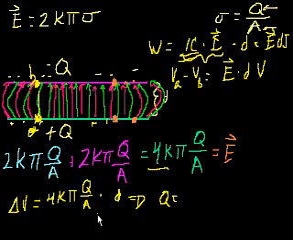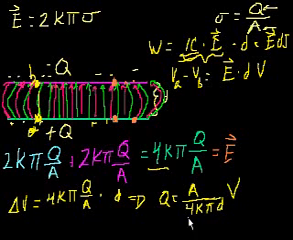We would essentially divide both sides by 4 pi k d and multiply both sides by a, so we'd get Q equals a over 4 k pi d times voltage. And why is this interesting? Why did I go through all of this work to get to this relationship?